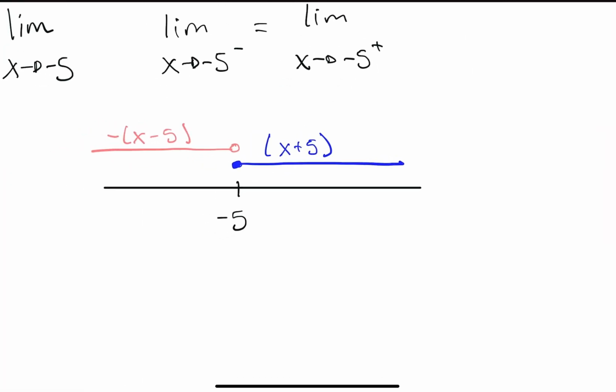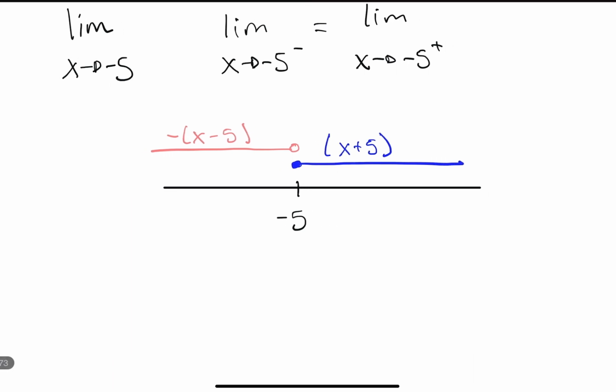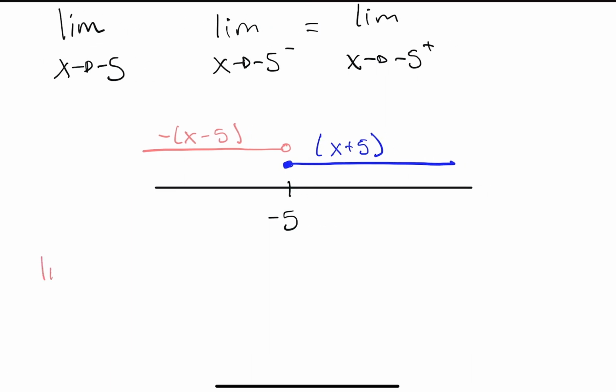And so now, looking at this, we have the limit as x is approaching -5 from the left, and then the limit as x is approaching -5 from the right. So when we're approaching -5 from the left, we have negative, in parentheses, x minus 5. So let's check out what we're working with here. We have the limit as x is approaching -5 from the left. In the numerator, we're going to have this x plus 5, and in the denominator, we're going to have negative x plus 5.